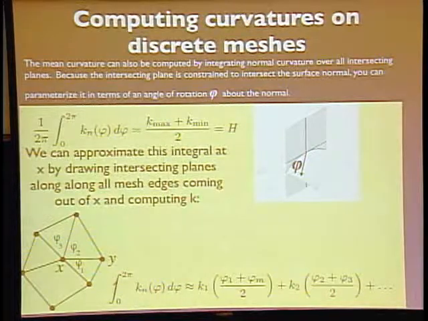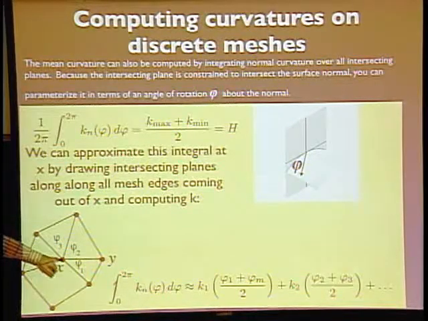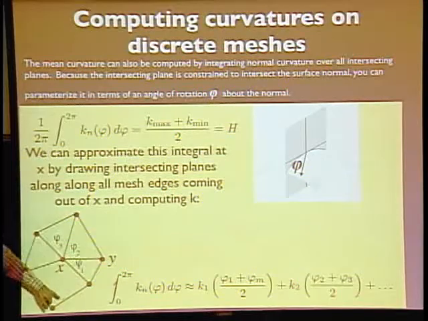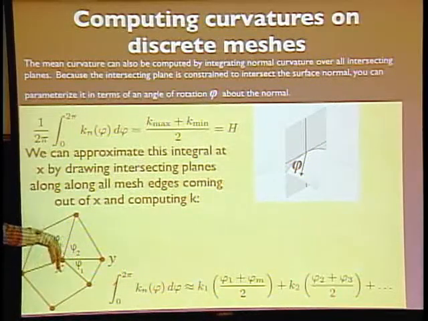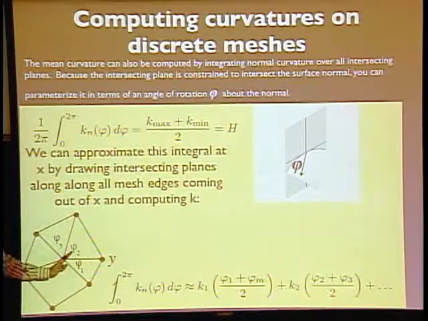The mean curvature can be computed by integrating the normal curvature over all the intersecting planes. But if you have a discrete surface, you can approximate this by only drawing those intersecting planes along the edges of your mesh. If this is my point on my surface, and these are all of the surrounding points, then I can contemplate having a plane that goes through the surface normal and intersecting it with the surface in all possible orientations.